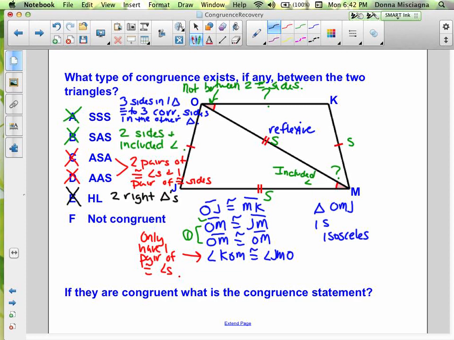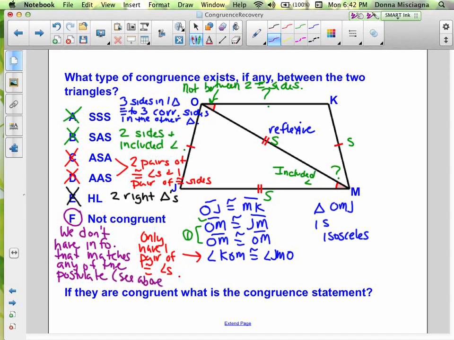If, however, you said not congruent, you are correct. We don't have information that matches any of the postulates. Now you can't use that as a reason, and you might say, well, why can I use that as a reason? Because I listed all the information above. So if you list all the information, then you can go through all of the postulates and show that, hey, nothing implies congruence.